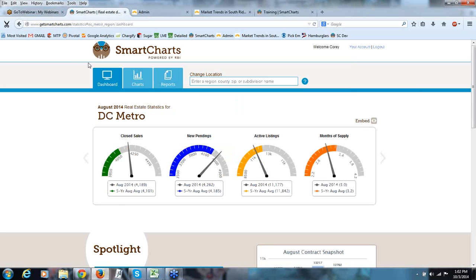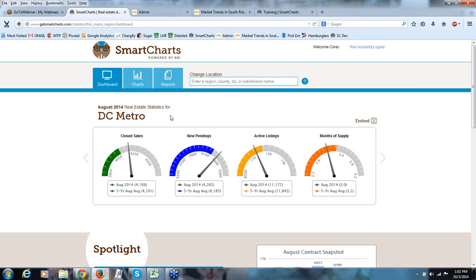SmartCharts Pro. Most of you are likely familiar with the new interface. We're pretty excited about that. We've gone from 10 metrics to 36 metrics. And we've made a lot of enhancements to the functionality that had been available in RBI Expert and the new SmartCharts Pro. The market gauges are something we introduced earlier this year.